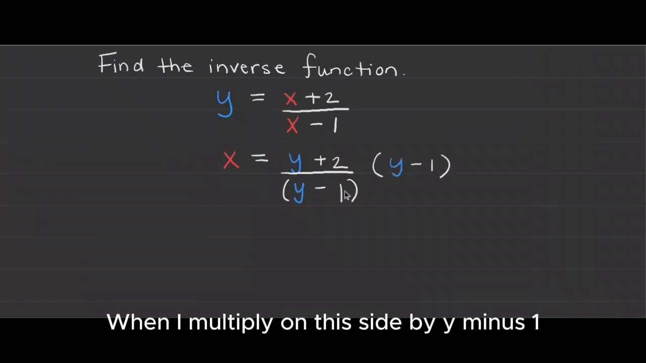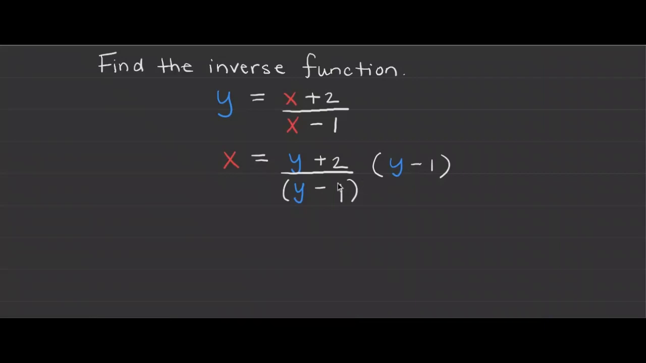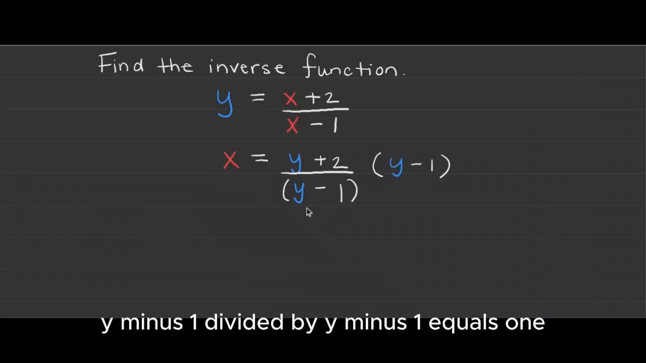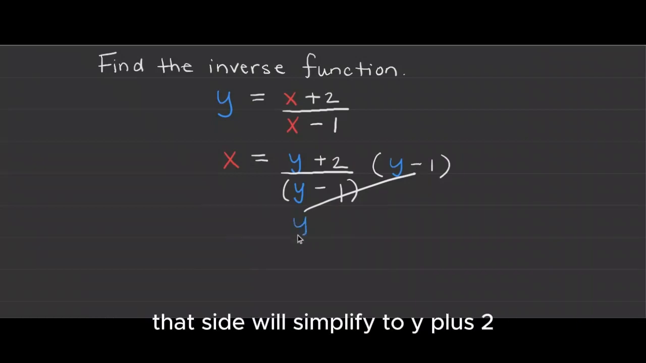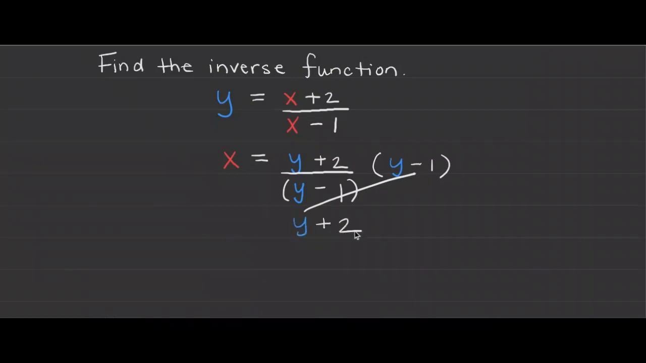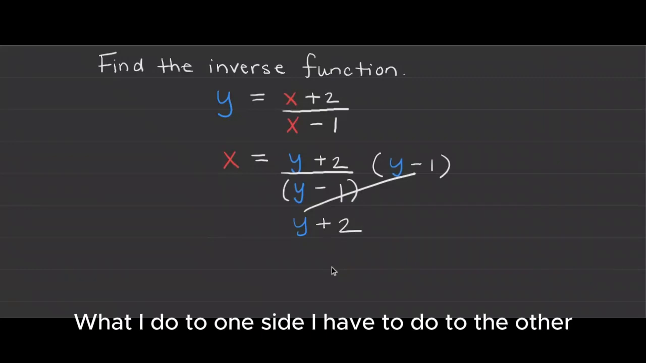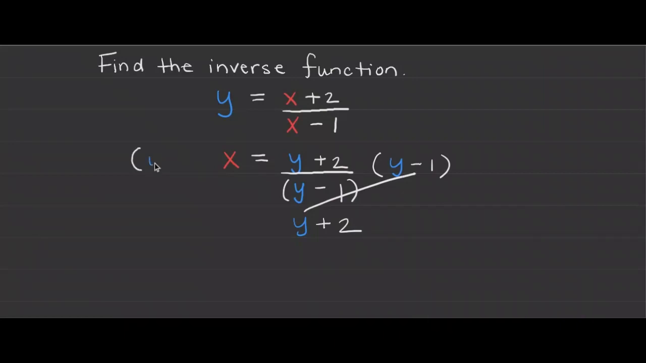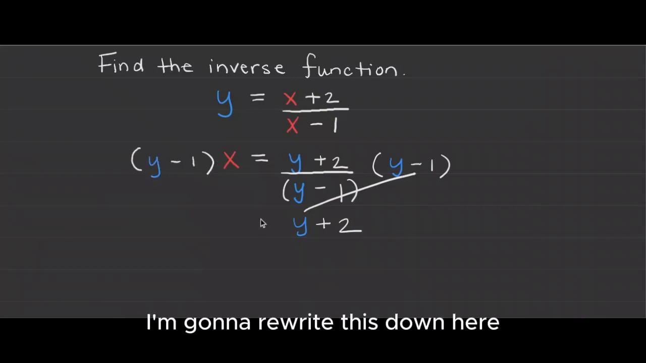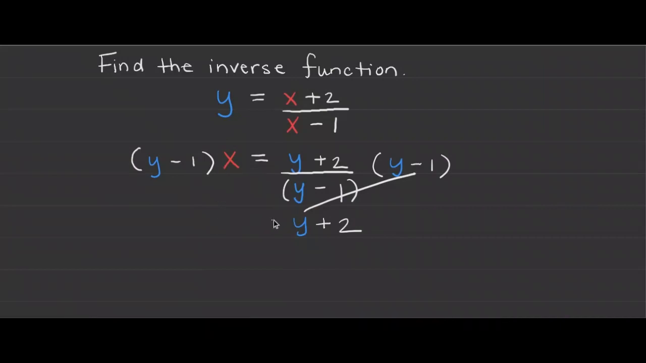When I multiply on this side by y minus 1, y minus 1 divided by y minus 1 equals 1. That side will simplify to y plus 2. What I do to one side, I have to do to the other. So I'm also going to multiply this x by y minus 1. I'm going to rewrite this down here.